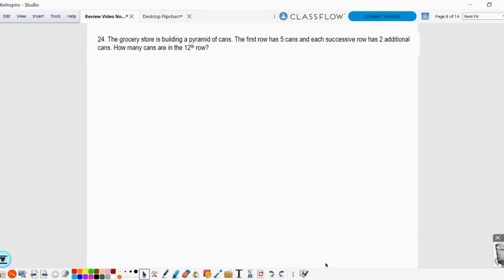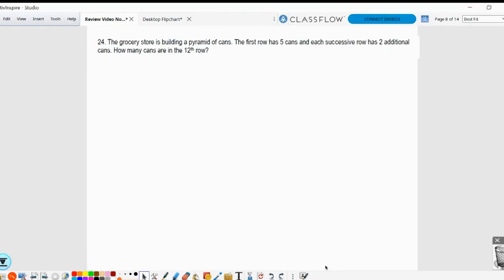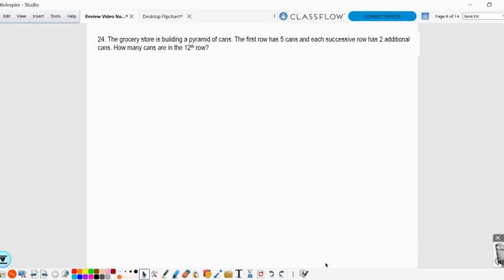Sequences and series review, doing some word problems 24 through 30. In each problem, we're going to ask if the sequence or series is arithmetic or geometric, and then are we looking for a particular term, or are we dealing with a sum or a total? Number 24, the grocery store is building a pyramid of cans.